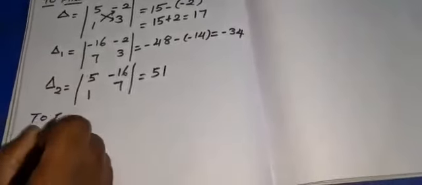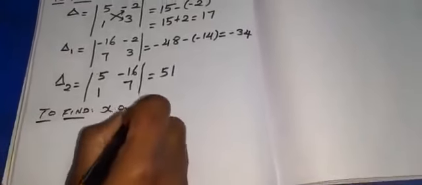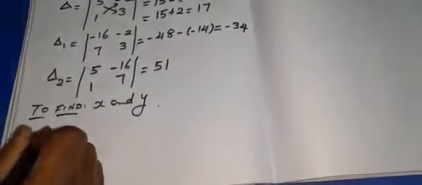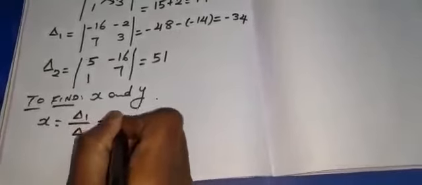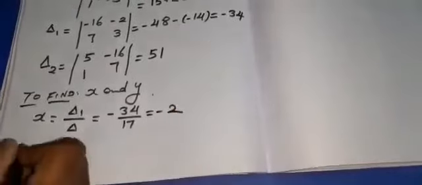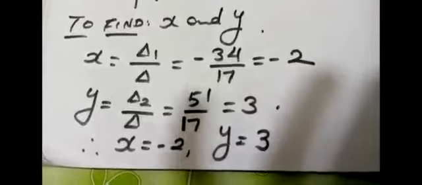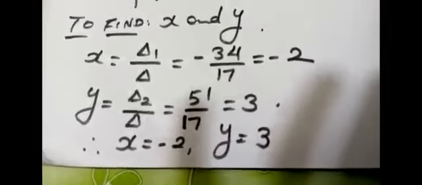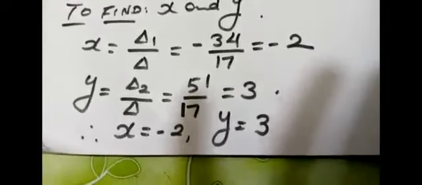The final step, I am going to find x and y. So how to find x, students? X is nothing but delta 1 by delta, which is nothing but minus 34 by 17. You will get the answer as minus 2. Coming to y, delta 2 by delta, y equal to 51 by 17. You are getting the answer as 3. Therefore, the solution set here is x is equal to minus 2 and y equal to 3.